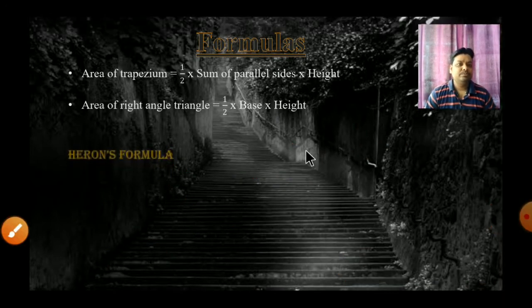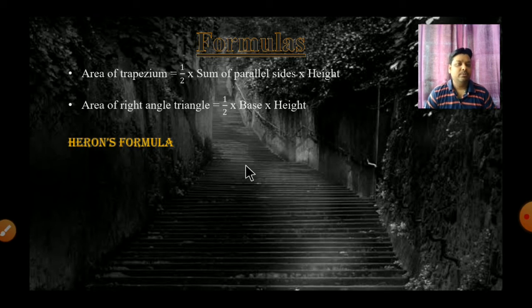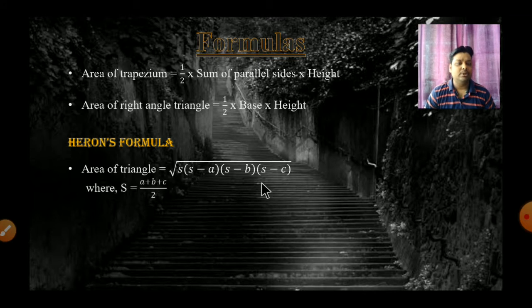Now, what is Heron's formula? The triangle formula above we can apply if the figure is a right angle triangle. But if the triangle is a scalene triangle or any other triangle, and all three sides of the triangle are given, then in that case we can use Heron's formula. What is Heron's formula? The area of the triangle is equal to under root of S into S minus A, S minus B, S minus C, where S is equal to A plus B plus C by 2.